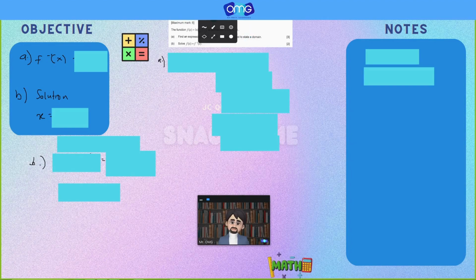IB questions about functions. Function f(x) equals ln(1 over x minus 2). Find the expression of f inverse x. Okay, to find f inverse x, this is a trick.